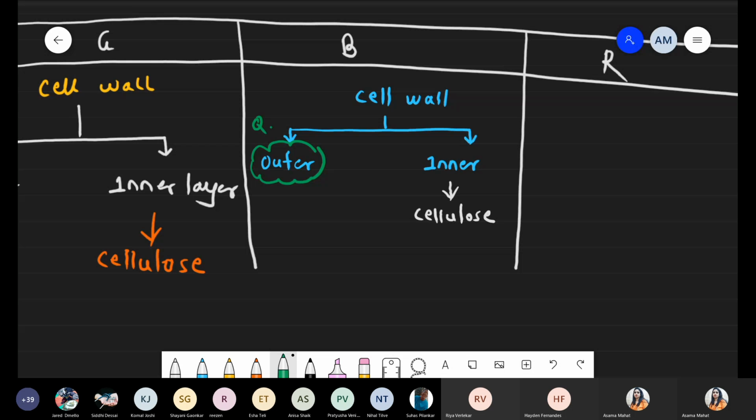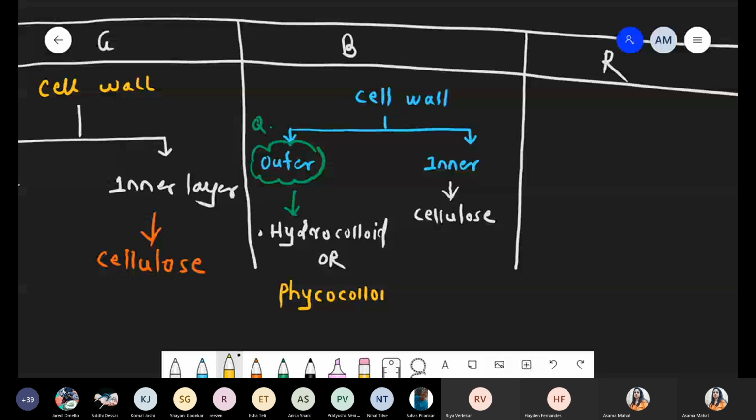Now, when we talk about the outer cell wall in brown algae, it basically has some phycocolloid or hydrocolloid material. The outer layer is made up of some specific type of material, and that material is called hydrocolloid. In other words, this layer is also called phycocolloid. The meaning of both is the same. You can say hydrocolloid or phycocolloid.